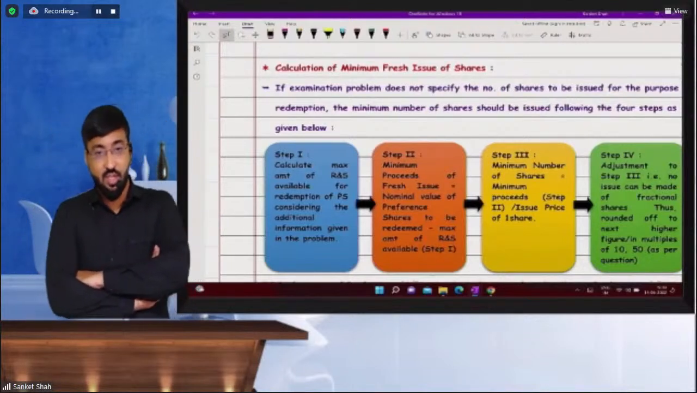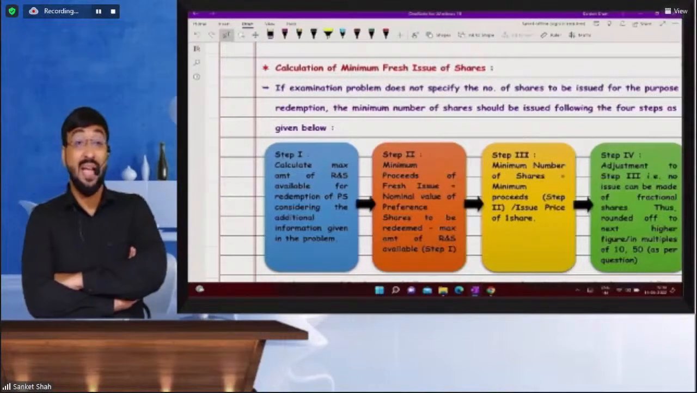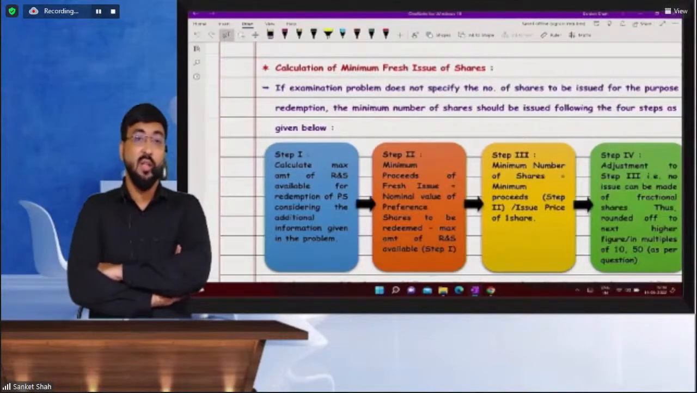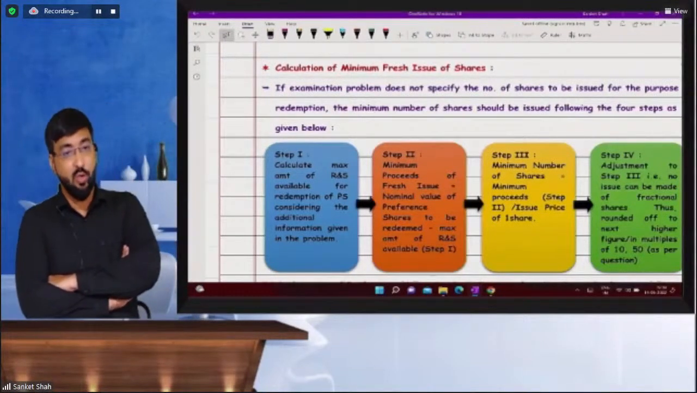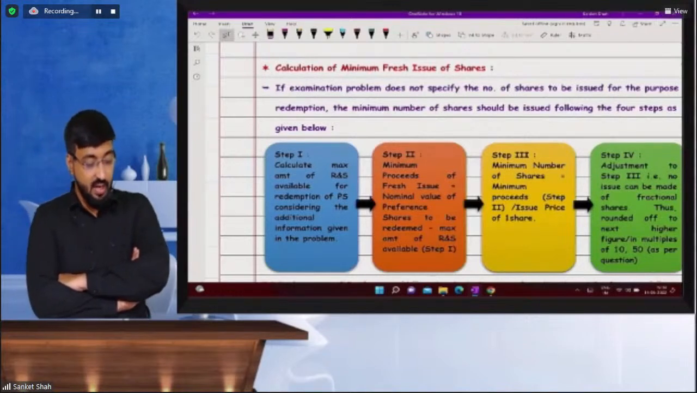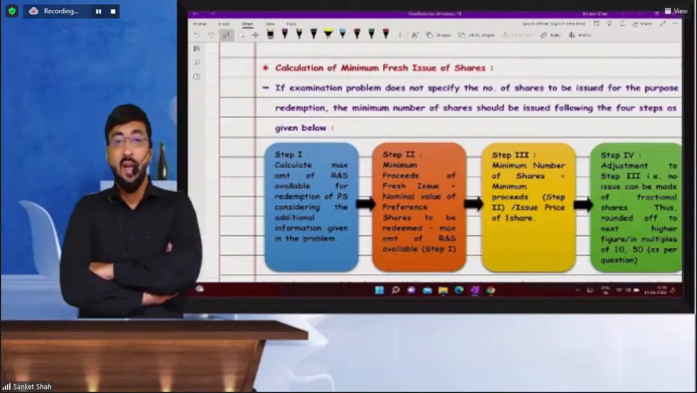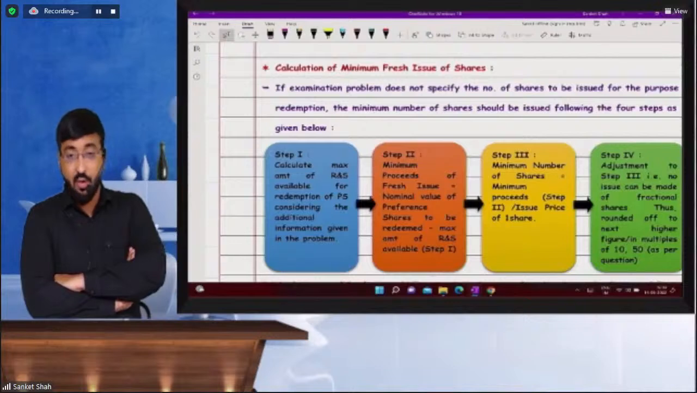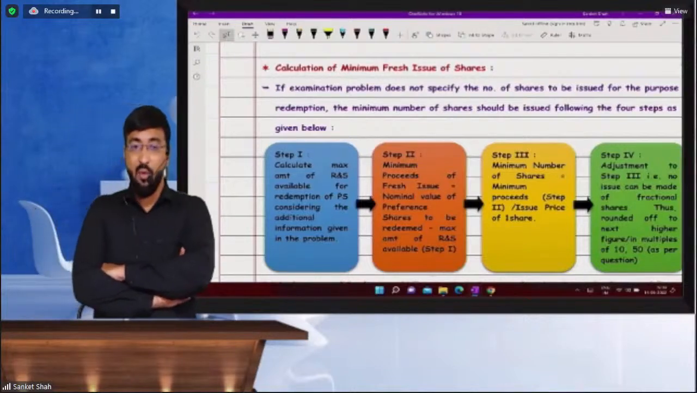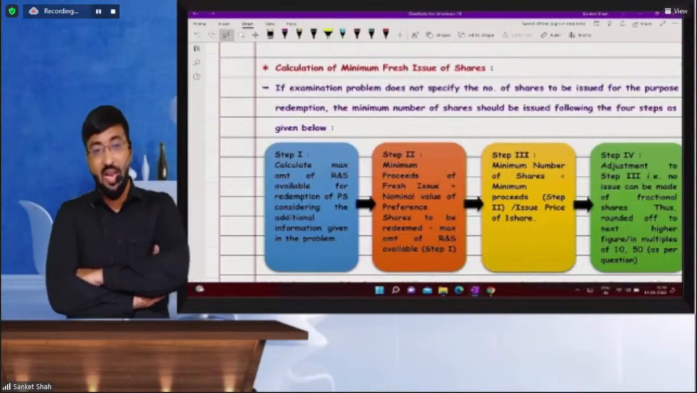Immediate cancellation. If own debentures account is asked specifically in the question, then only you will prepare it. Otherwise, no need to prepare own debentures account. Credit plus, debit minus, by balance brought down. Then you have by, to cash.